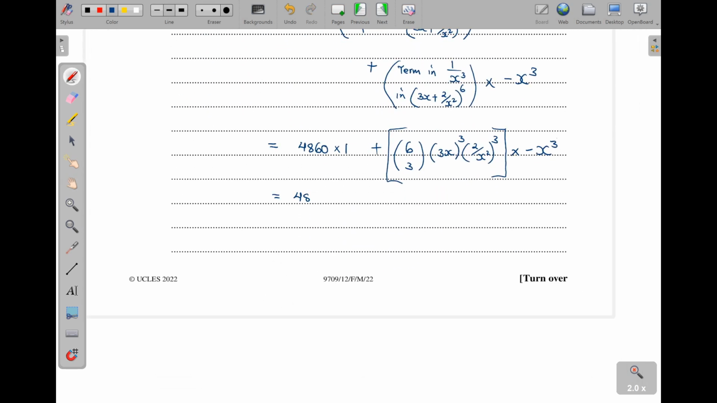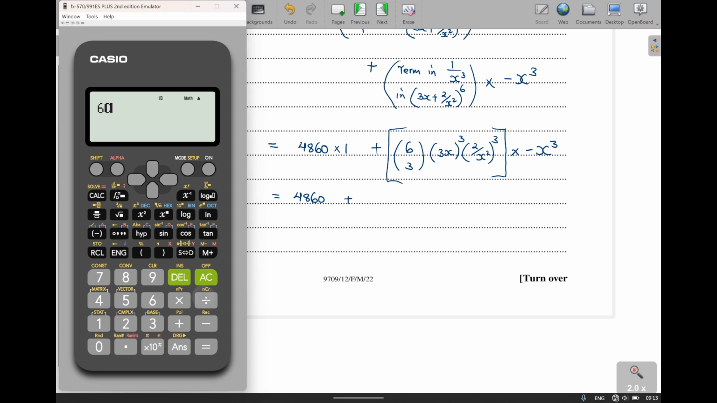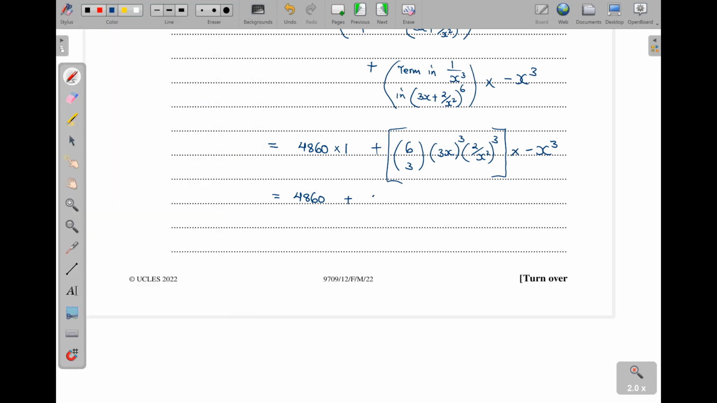Then we now continue. This is 4860, then plus 6 combination 3. What do we get? 6 combination 3 is 20. Then times 3 power 3, that is 27, then x cubed. Then times 2 cubed is 8, then over x power 6. Then now times negative x power 3. Of course, this times this is x power 6 and then this one disappears, okay?